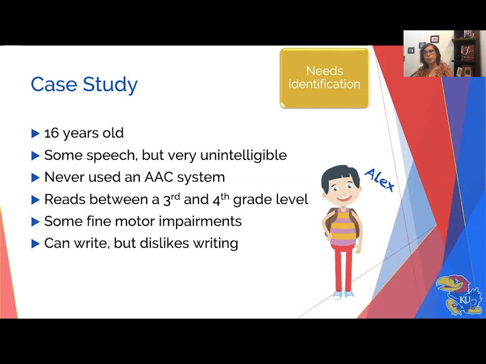Alex can read between a third and fourth grade level. And remember, he does have the language skills because he does have some speech to be able to read at that level. And he's able to answer some written multiple choice questions using reading. He has some fine motor impairments. He can write, but he dislikes writing and he often protests writing tasks. But his handwriting is sloppy but legible. People can understand it.